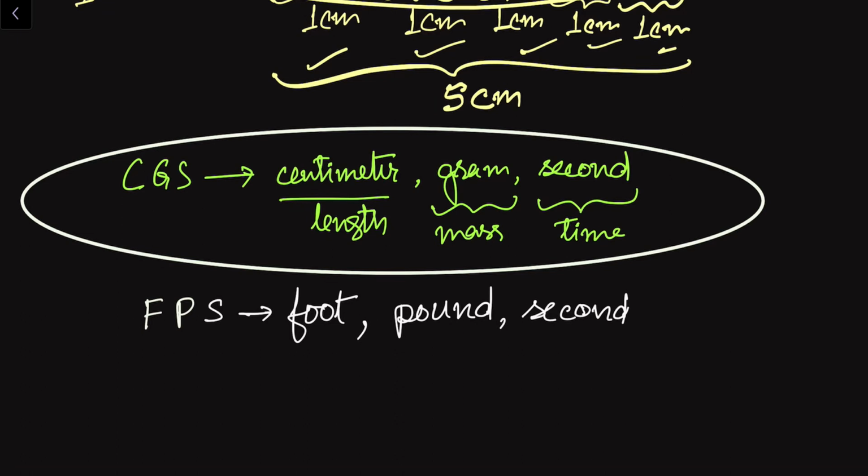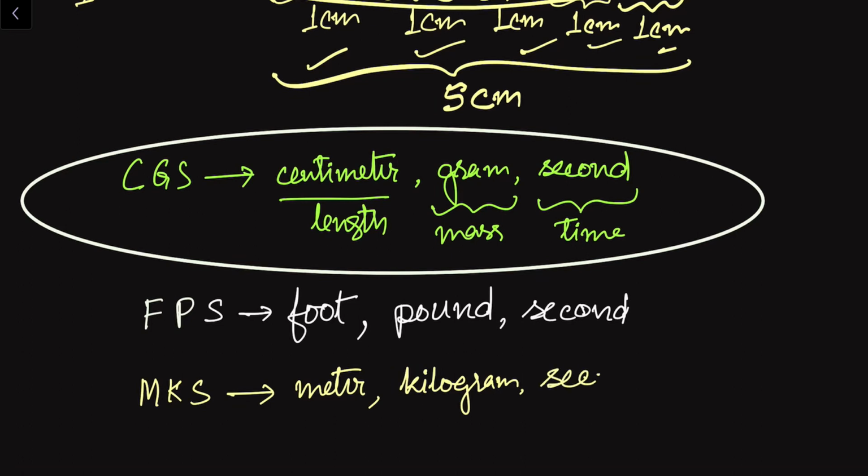Now there is another system, which is MKS. This was one of the most widely used systems of units. M stands for meter. In some cases this word is written as metre, which is the British spelling, and meter is the American form. You can write either, no problem. Then K is for kilogram, and S stands for second.